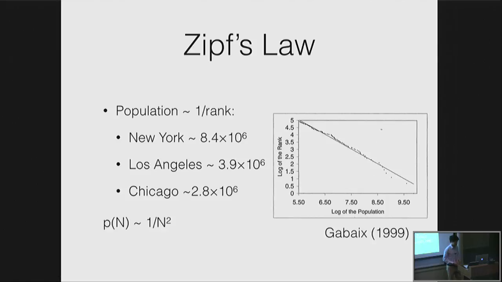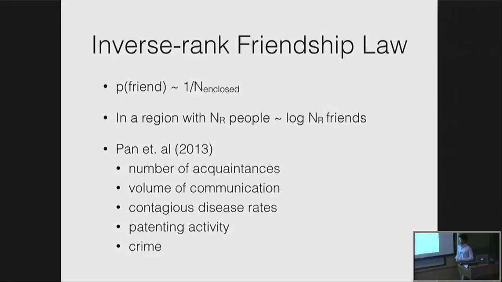Okay, so the second law that I want to introduce is something that I will call the inverse rank friendship law. And it just says, what is the probability that Alice and Bob are friends, given the geographic separation between Alice and Bob? Imagine that we fix one person. I'm going to call her Alice. What is the probability that she's friends with Bob, given that there are n people between Alice and Bob? There are n people geographically closer to Alice than Bob is. Well, the answer is that the probability is roughly 1 over n.